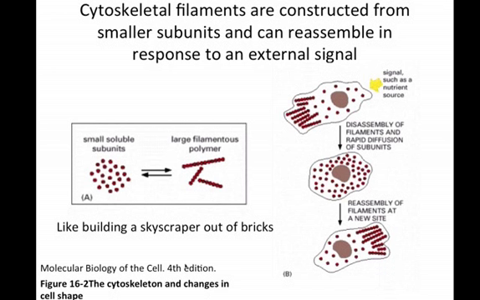And so you're thinking about treadmilling and how your on and off rates are going to cause treadmilling. We're going to get into this, and as we talk more about it, it really has to do with recruitment of actin monomers to where they're needed.